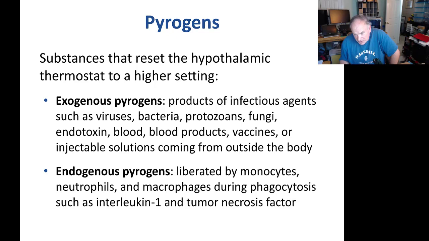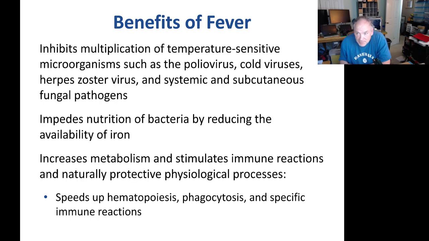Endogenous pyrogens are liberated by monocytes, neutrophils, macrophages, things that are involved in first orders of battle. The idea is you increase the temperature and some proteins associated with the pathogen will fail or become inactive as a result, and that's why it's an effective way of trying to deal with the infection.